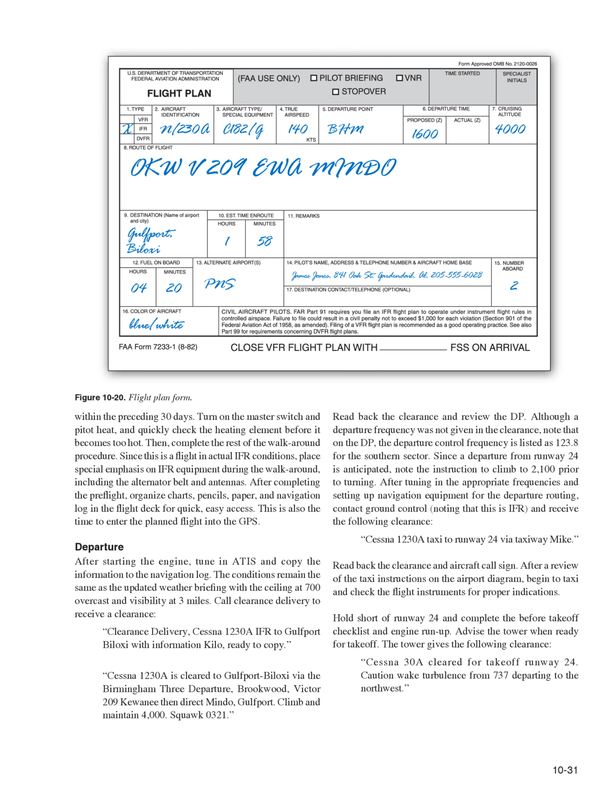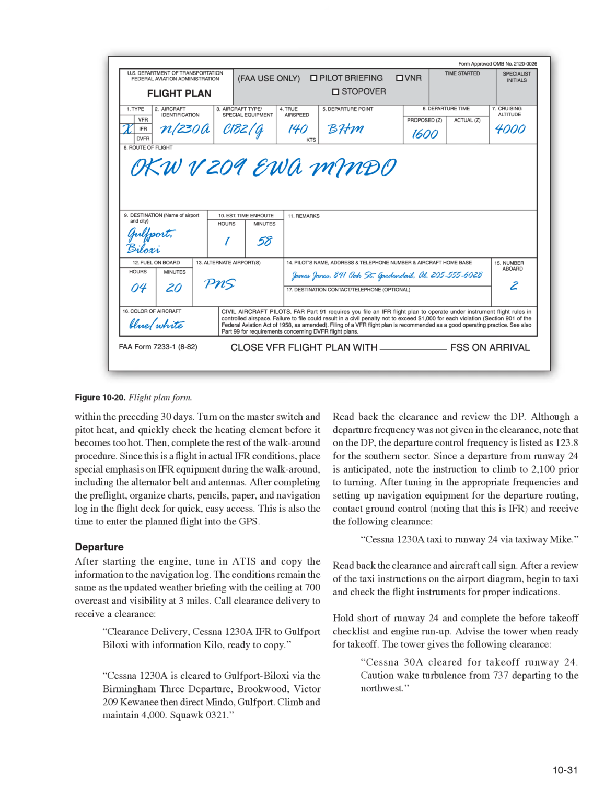this is IFR, and receive the following clearance: "Cessna 1230A, taxi to runway 24 via taxiway Mike." Read back the clearance and aircraft call sign. After a review of the taxi instructions on the airport diagram, begin to taxi and check the flight instruments for proper indications. Hold short of runway 24 and complete the before takeoff checklist and engine run-up. Advise the tower when ready for takeoff.